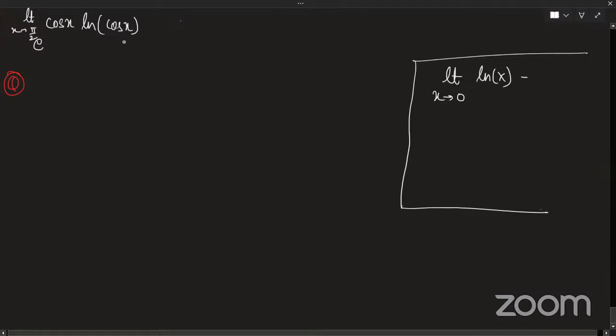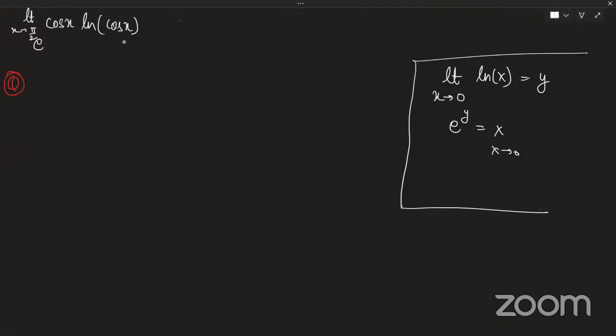Okay, I'll just assume this value to be y. So it can also be written as e raised to y is equal to x, and x is tending to 0. So basically, what should I raise my y? What should I raise to my power of e so that I get 0? How is that possible?